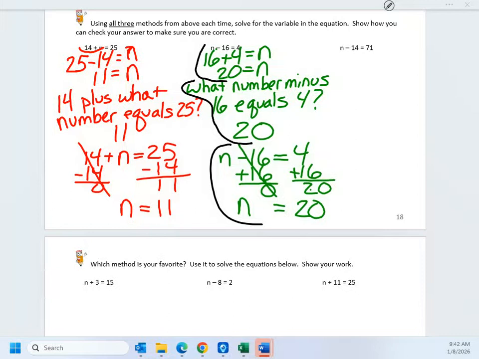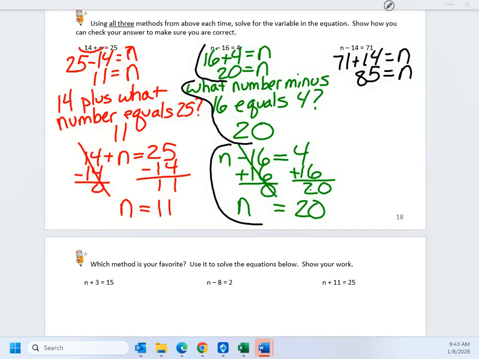Vinny? That would be 71 plus 14 equals 85. So that method is the fact family. He flipped it around and knew the fact family to get that answer would be putting the 71 on the opposite side, so we flipped that minus to the adding, and he found that 85. So that's the fact family.